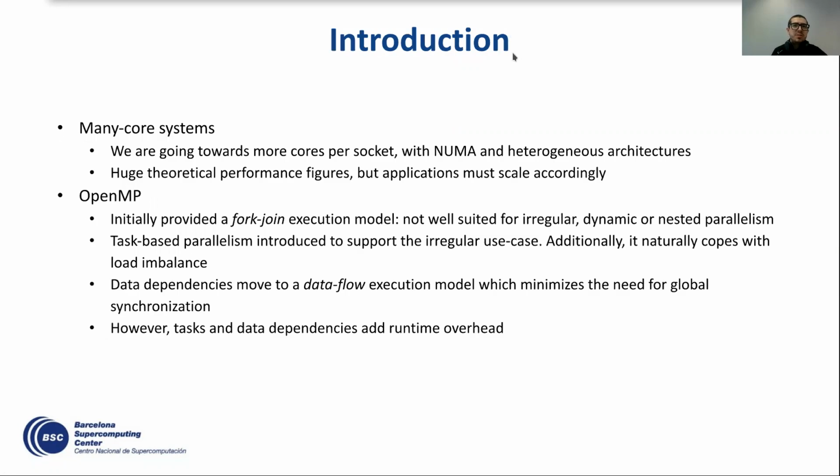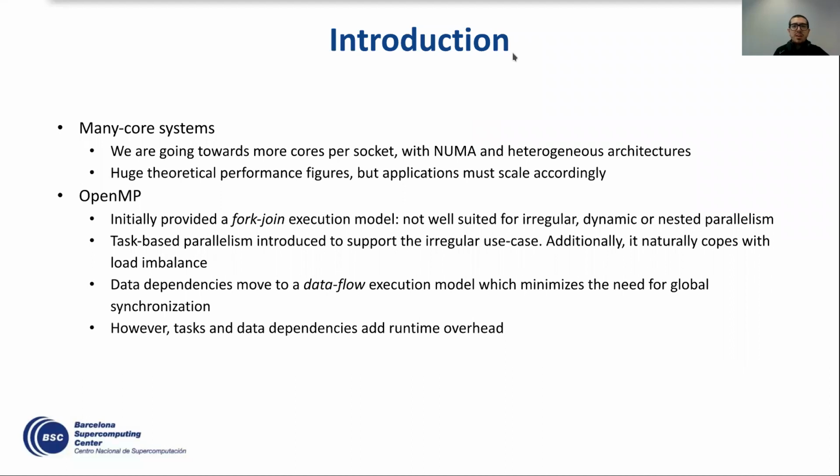Current trends are pointing to systems that have each time more cores per socket, and we call them many core systems, which often have non-uniform memory access patterns or are heterogeneous architectures. These systems can achieve great performance figures, but applications must scale accordingly. To program these applications, one of the first programming models for multiprocessing was OpenMP. It initially featured a fork join execution model, which is better suited for very regular parallelism, but does not work well with irregular, dynamic, or nested parallelism.